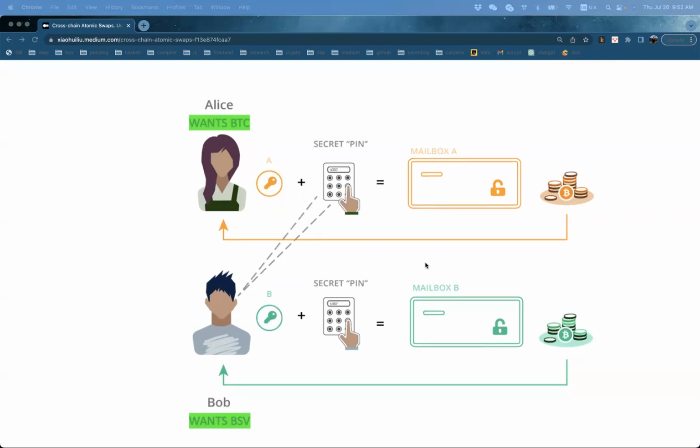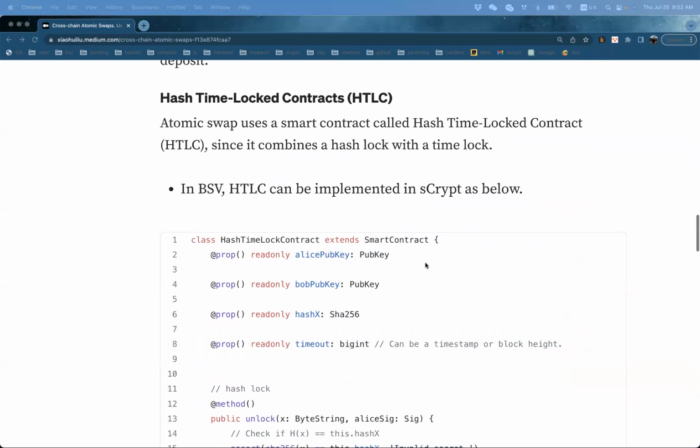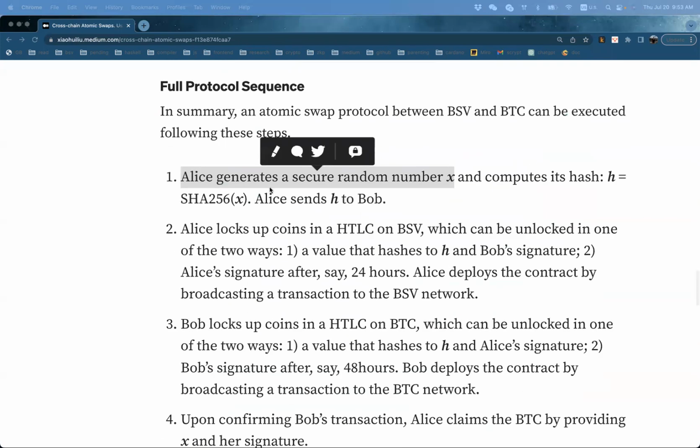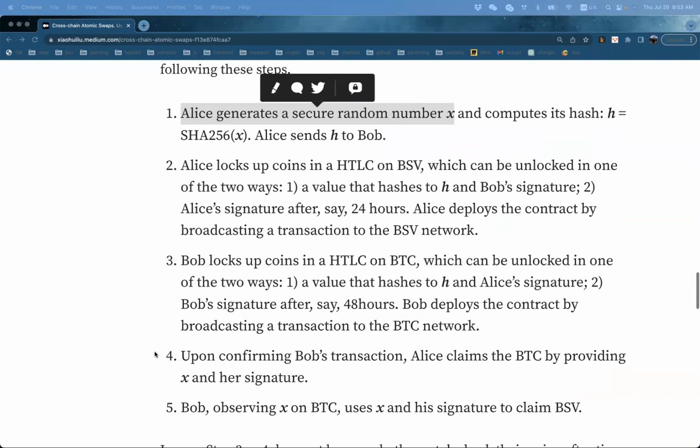Yeah, it's part of the protocol. Yes, it has to be. You see, this is the final protocol. Basically, you have to execute in these steps, unless you have a timeout, and then you take the coins back.